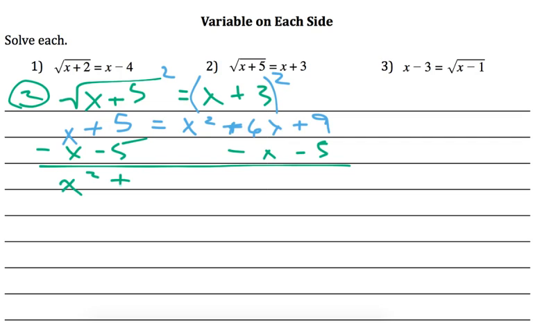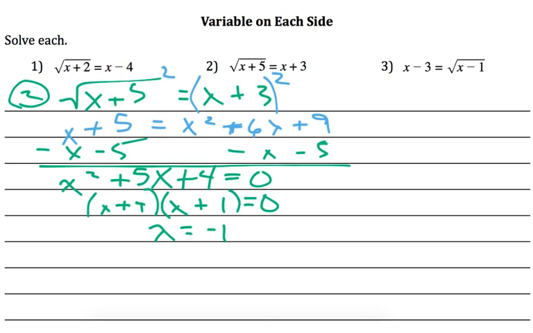X squared plus 5x plus 4 equals 0. Looking for the factors of 4 that add up to 5, and that would be 4 and 1. So I'm going to write x plus 4 times x plus 1 is 0. I'm going to summarize this as being either negative 1 or negative 4.